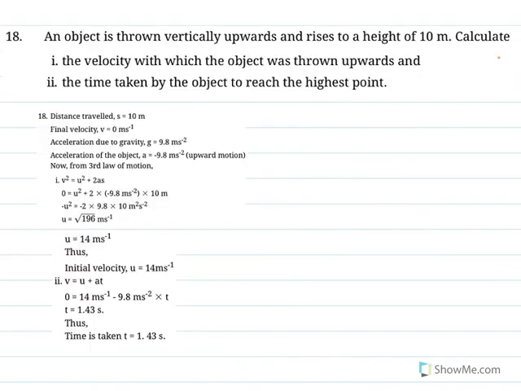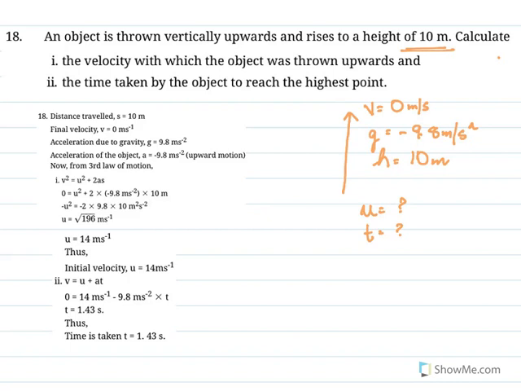An object is thrown vertically upwards. Vertically upwards means final velocity is 0 meters per second. Acceleration due to gravity is negative for a thrown upwards object. And height is given as 10 meters. So we need to calculate the velocity with which it is thrown, so u we need to calculate, and the time.